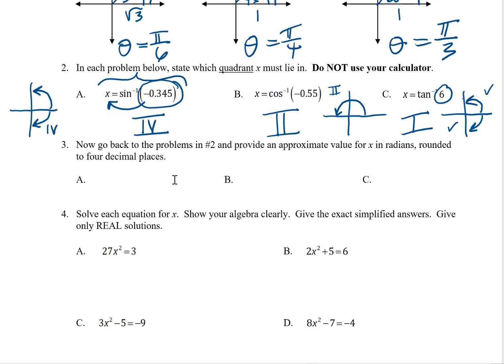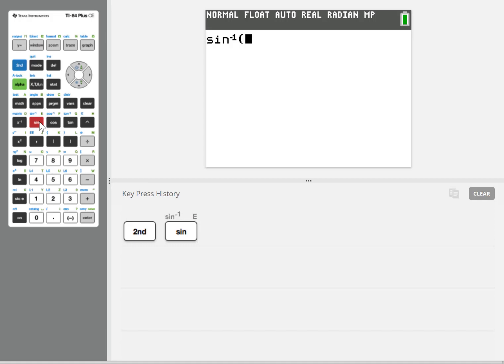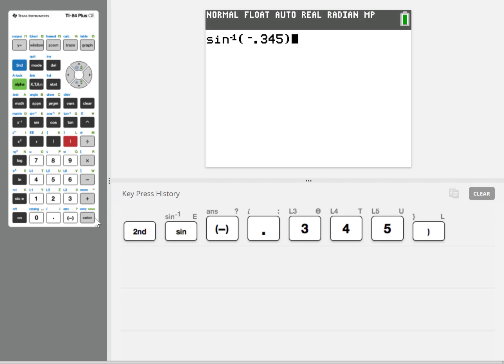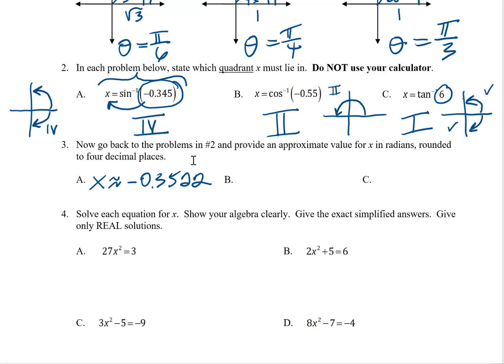In problem 3, we just want to take those expressions and provide some decimal approximations in radians. So we'll go to the calculator. The first one is sine inverse of negative 0.345. I am in radian mode. Looks like that's equal to negative 0.3522. This is an angle measured in radians. It's a small negative angle, which means, just as we knew, it is located in quadrant 4.